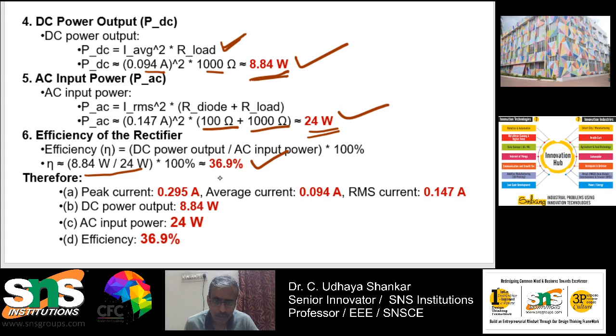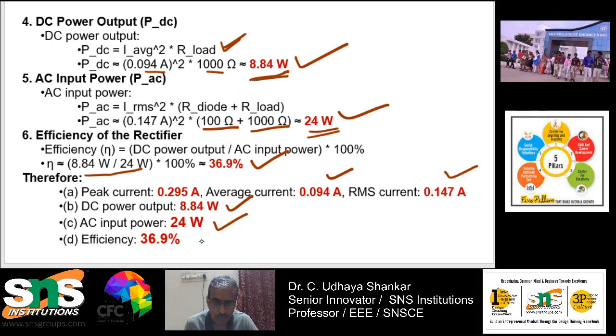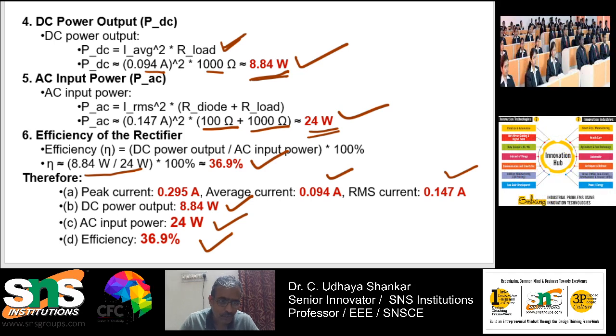Okay. So, finally, you can see that the peak current is 0.295 amps, average current is 0.094 amps, and similarly, the RMS current is 0.147 amps. So, these are the answers which we have obtained. Similarly, DC output power is 8.84 watts, AC input power is 24 watts, and efficiency is 36.9%. So, similar type of problems might be asked in many of the question papers. Okay. So, only thing is the values will be quite different and you have to substitute.